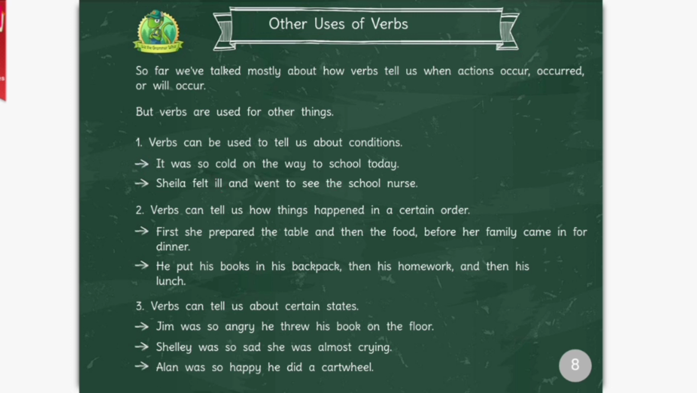2. Verbs can tell us how things happened in a certain order. First, she prepared the table and then the food before her family came in for dinner. He put his books in his backpack, then his homework, and then his lunch. 3. Verbs can tell us about certain states. Jim was so angry he threw his book on the floor. Shelley was so sad she was almost crying. Alan was so happy he did a cartwheel.